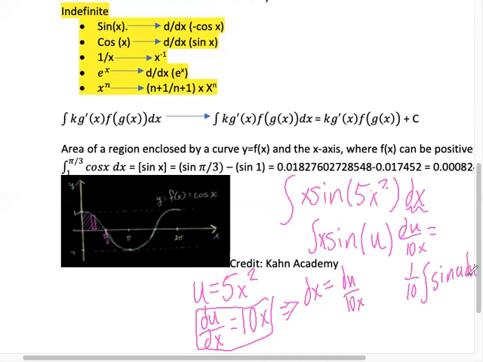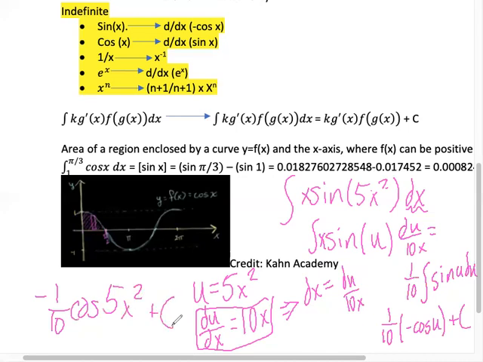So now I know that the integral of sine is negative cosine u. So now I have 1/10 times negative cosine u plus c. I plug back in my u. My final answer would be negative 1/10 cosine 5x squared plus c.